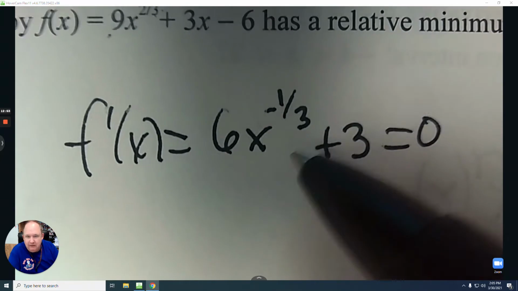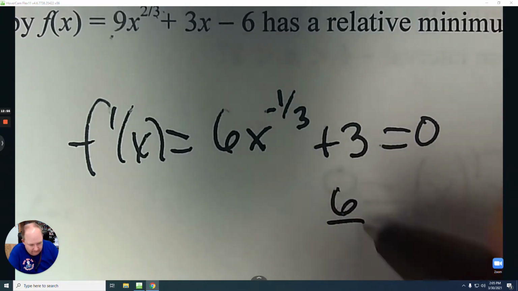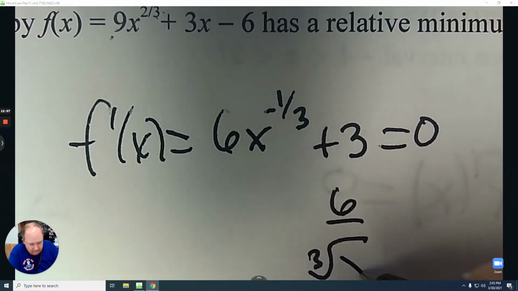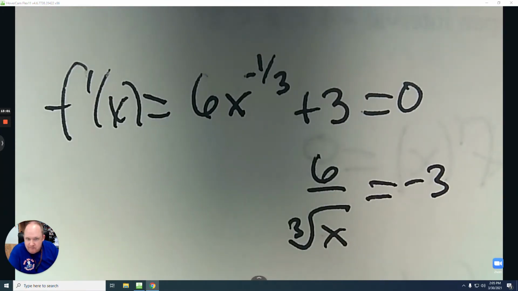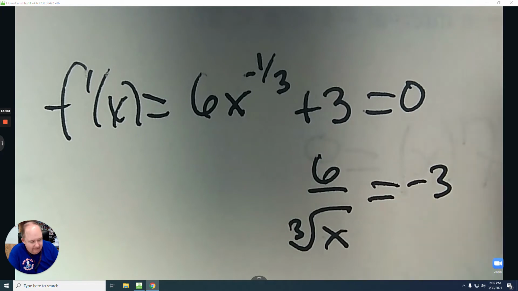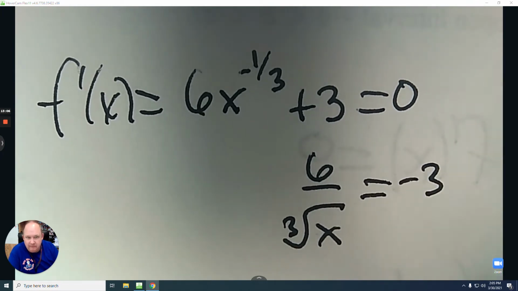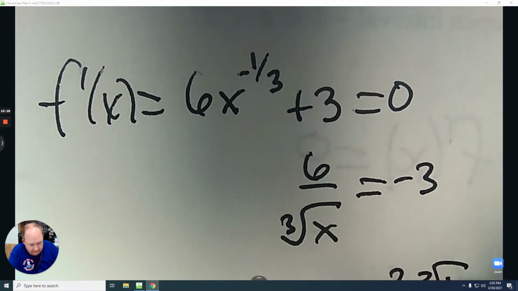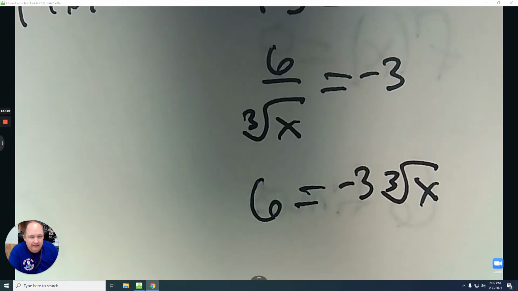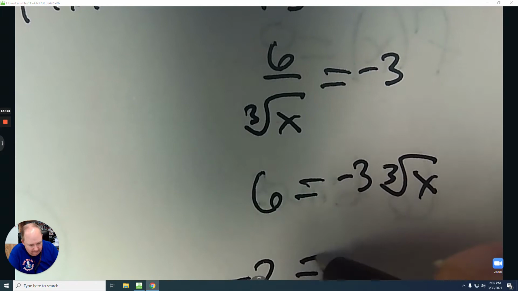So it might be helpful to write this as a fraction. That is the cube root of x in the denominator. So that may be helpful, it may not be helpful. And then I'm just going to do some algebra from there. So I subtracted 3. I'm going to multiply both sides by the cube root of x. And then I'm going to divide by negative 3.